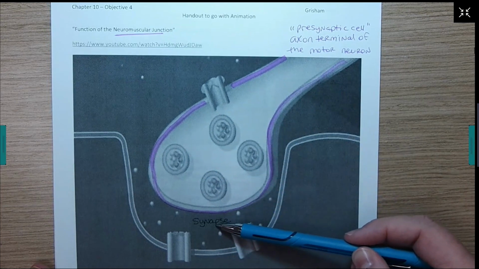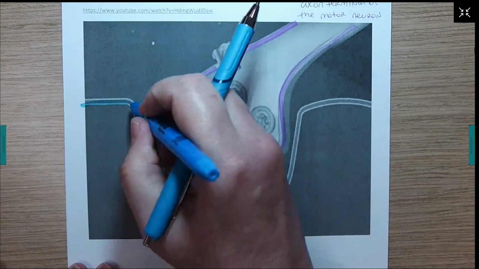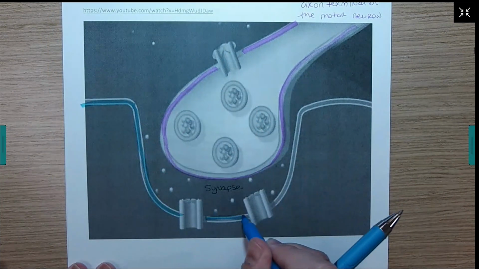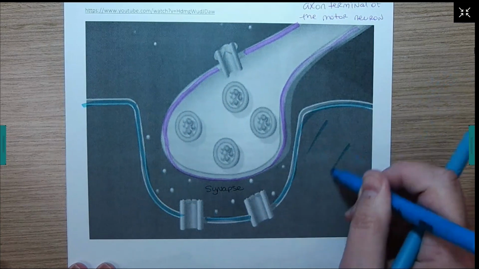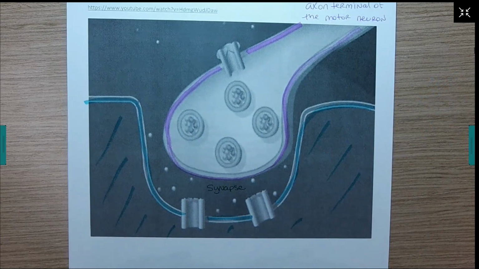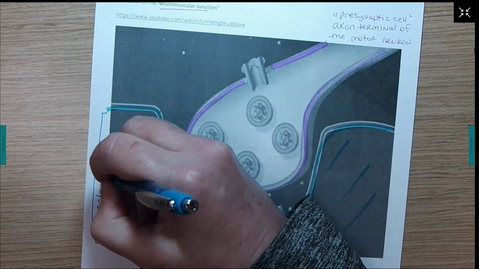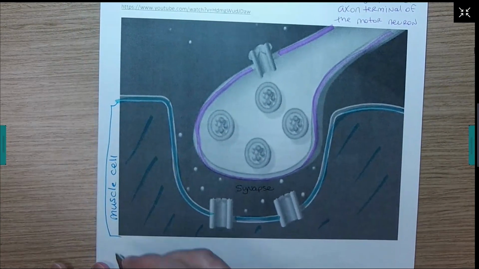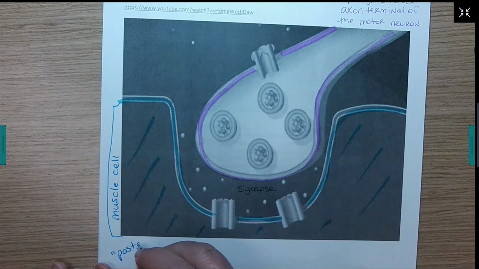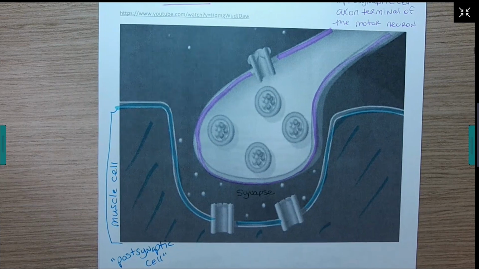We have our synapse. And then this area right here, all this is the muscle cell or muscle fiber. And remember, we call that the post-synaptic cell, right? It's the cell that's receiving the signal. So this is kind of our bearings here. This is what we're looking at.